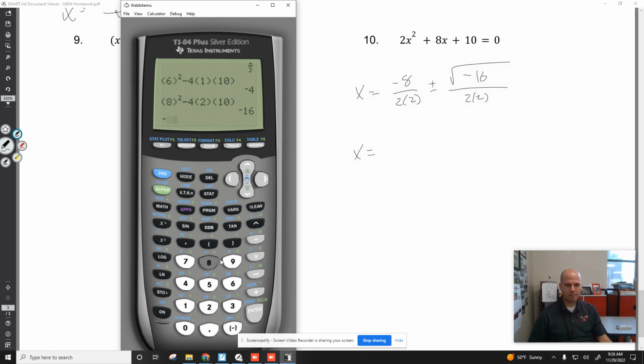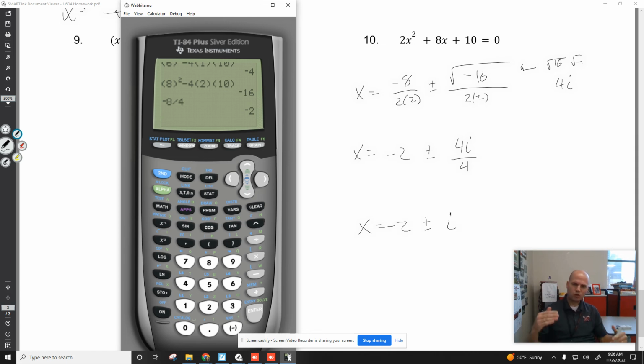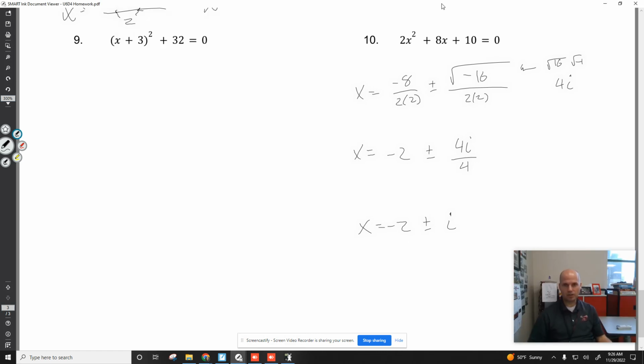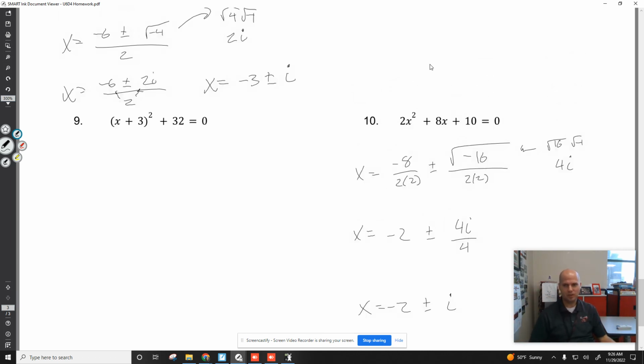This is negative 8 divided by 4. So this is negative 2 plus or minus. This is root 16 root negative 1, which turns into 4i. The 4 over the 4 cancels to just be 1. Negative 2 plus the square root of negative 1, and negative 2 minus the square root of negative 1. These are my solutions. If you plug these into the original equation, it works. Now, plugging in and actually seeing that it works is tough, and that's something else we can do at a later date.